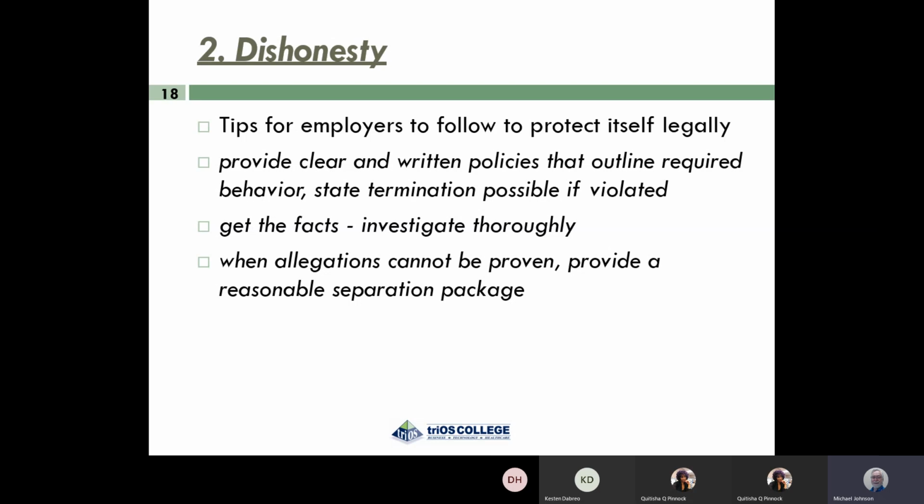So when allegations cannot be proven, you provide a reasonable separation package. In other words, you definitely don't want to keep the person because you have a very strong suspicion that that is the individual who has caused the theft, or has taken something, whatever it happens to be. And you don't want to run into legal issues later on because maybe you just can't prove it totally. So what many companies are expected to do is to accommodate by providing a package of separation. In other words, they give you something to get rid of you, per se.